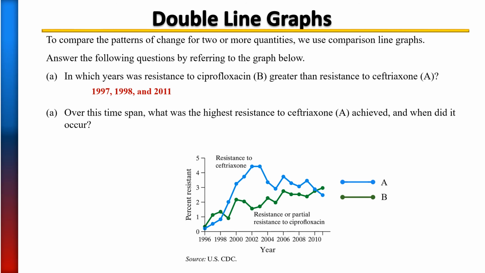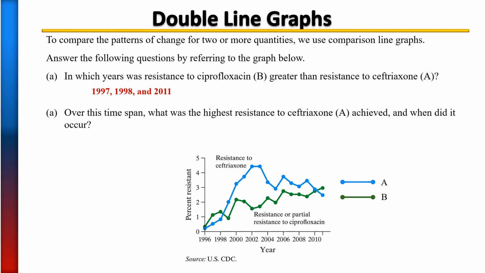So that's 1997, 98, and 2011. Next question. Over this span, what was the highest resistance to Ceph? So the blue, in other words, what was its highest that it achieved and when did it occur? Okay, so we want to look for where the blue line is the highest, and then find out when did that occur.